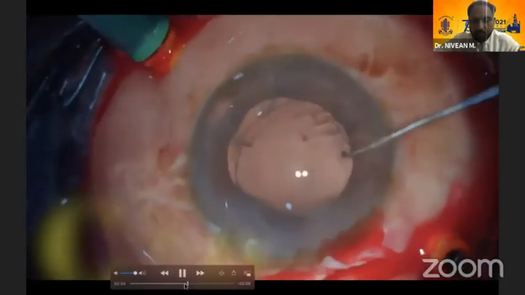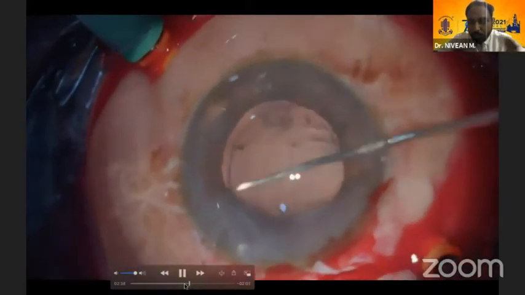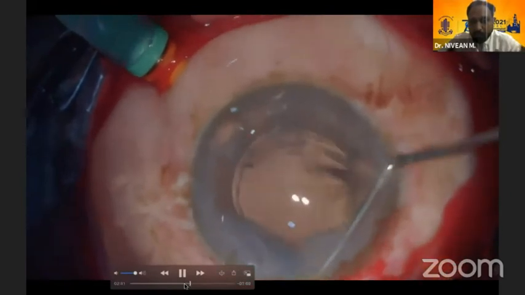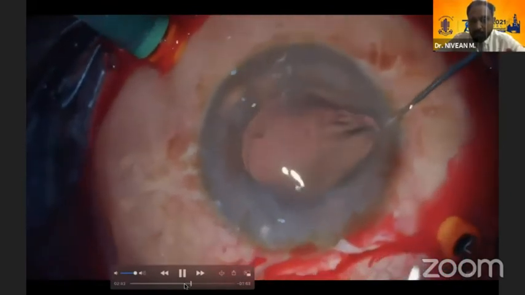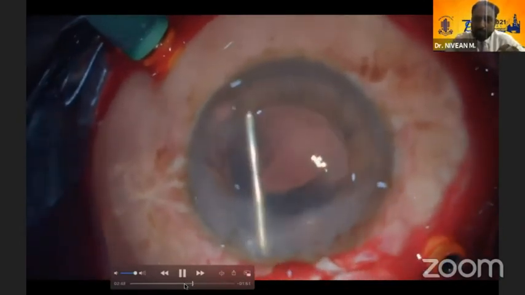Once that is done, we should make sure we check the integrity of the capsule. That is when I think all the speakers have told the importance of converting to a rhexis. When we have a rhexis, I think it solves most of our problems. So once you know the integrity is there, put viscoelastic between the iris and the anterior capsule.